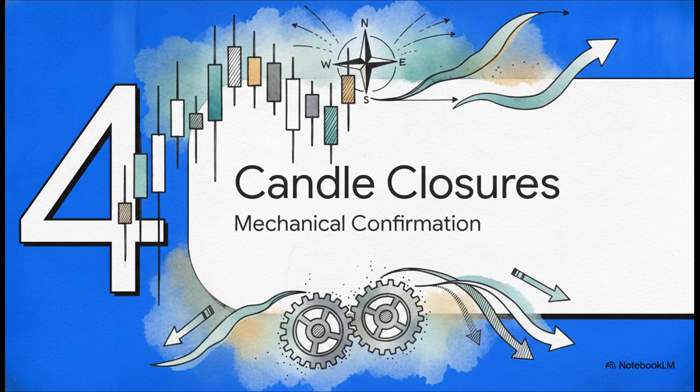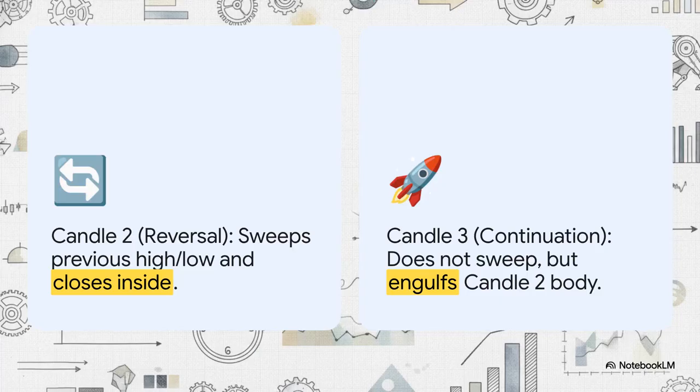All right, picking up the pace a bit for Section 4, Mastering Candle Closures. We are getting into the mechanical confirmation. So we've got our bias, we've got our SMT divergence, but we still need precise mechanical candle logic before we even think about clicking buy or sell. In this fractal model, every single turn in the market has very specific candle sequences. Candle 2 is your reversal candle. It sweeps the previous high or low, but forcefully closes back inside the range. Candle 3, on the other hand, is your continuation candle. It does not sweep the extreme. Instead, it completely engulfs the body of Candle 2. Candle 2 tells us the market is turning. Candle 3 gives us the confirmed green light to jump straight on that new trend.